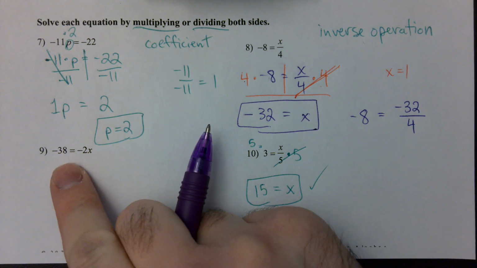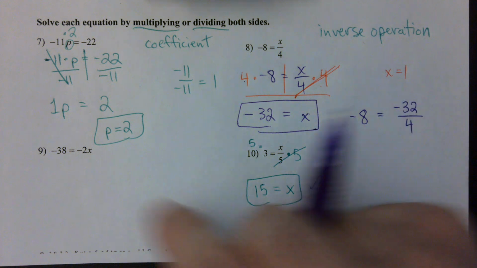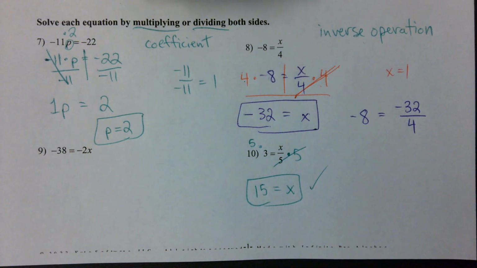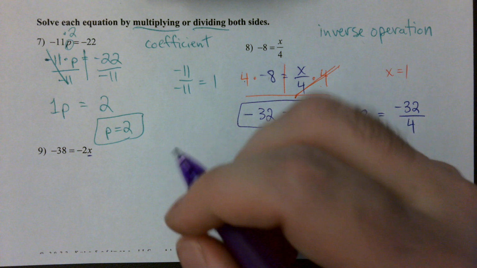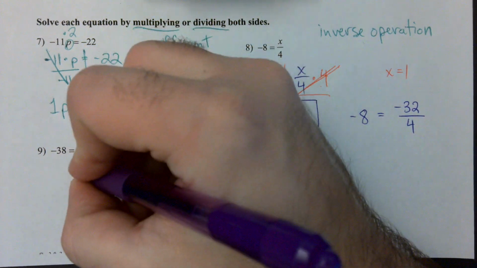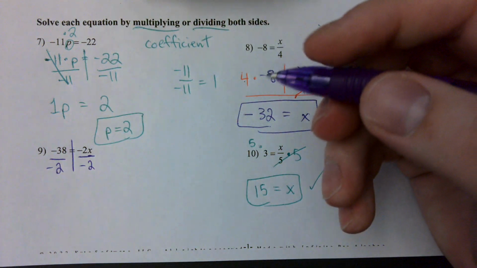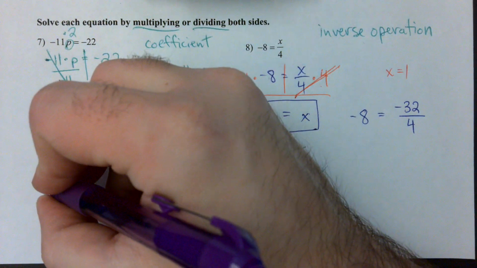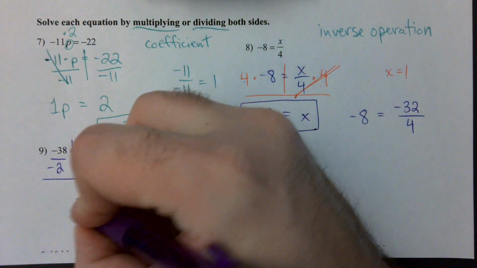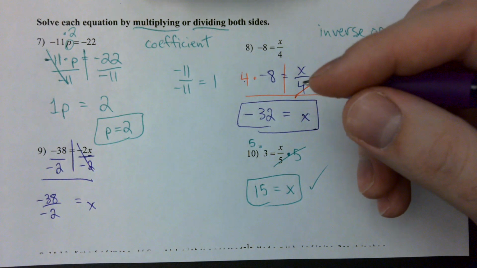All right, number 9 is going to be the last one we talk about. We got negative 2x equals negative 38. Again, always start by asking yourself, what operation are we currently performing on our variable? Negative 2x would be multiplication, so it looks like we're going to have to divide both sides by negative 2. Negative 2 over negative 2 cancels out to 1, nice and even. And now we're left with x equals negative 38 over negative 2.